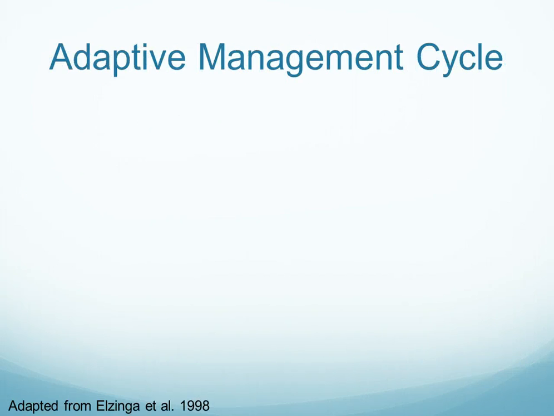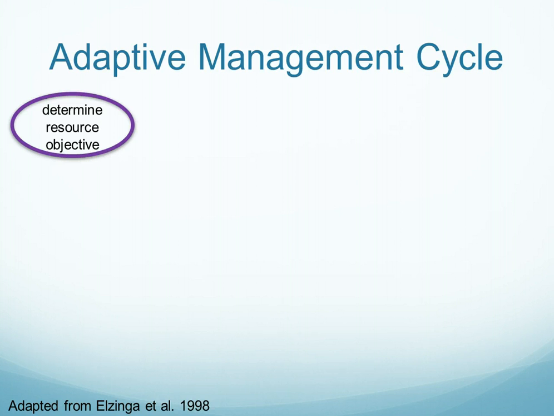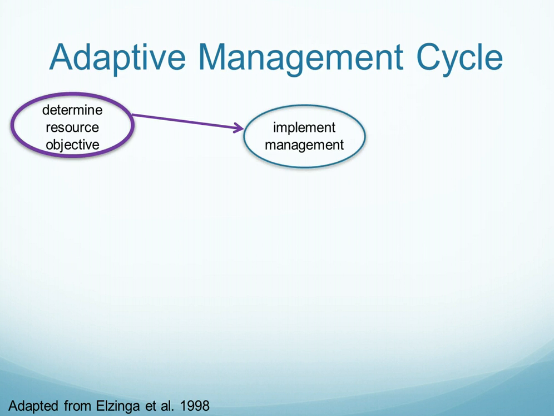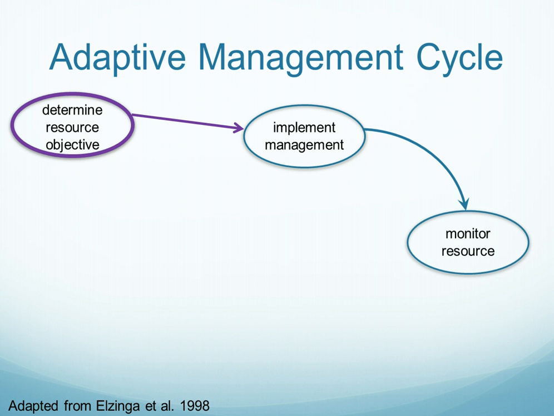Now, monitoring is a key aspect of the adaptive management cycle. Adaptive management always begins with defining and determining what our management objectives are for the resource. Once we have determined what our management objectives are, then we implement the management that we feel is going to allow us to meet those resource objectives. Of course, we need to monitor so that we can determine whether the management has made an effect on the resource in accordance to our objectives.